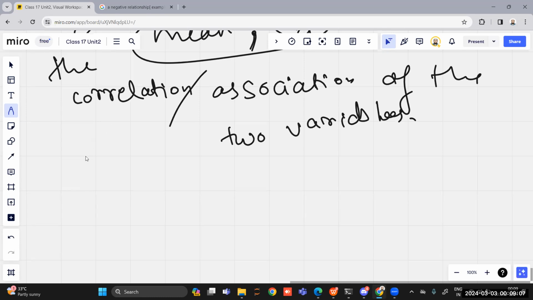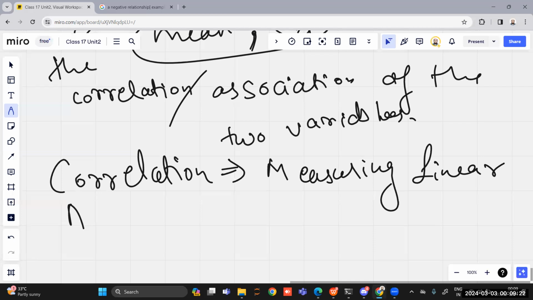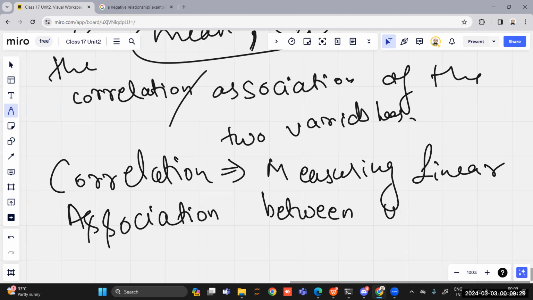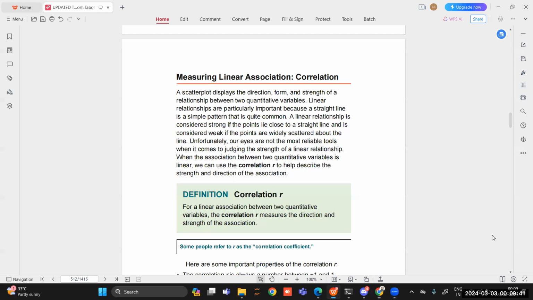What is correlation? Measuring of linear association between variables is known as correlation. Okay, I've given you the definition. Now next.